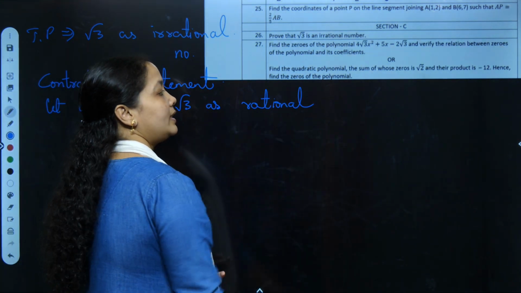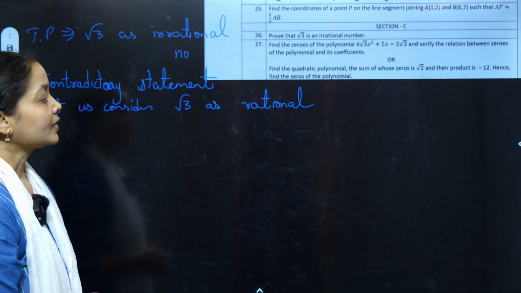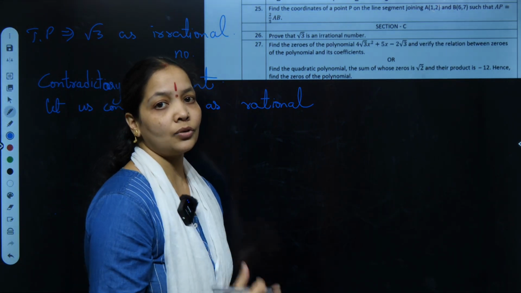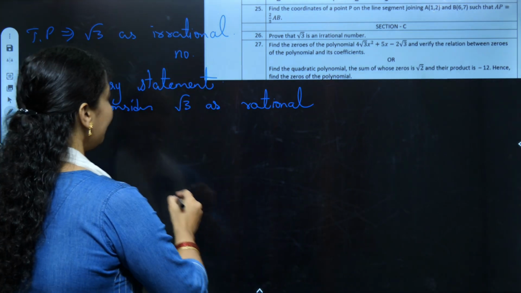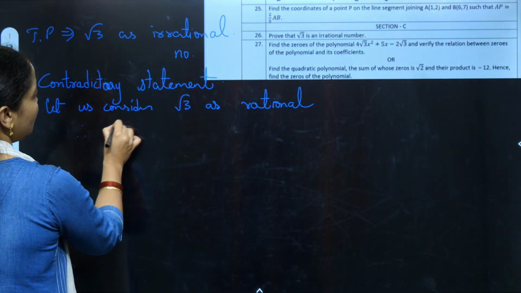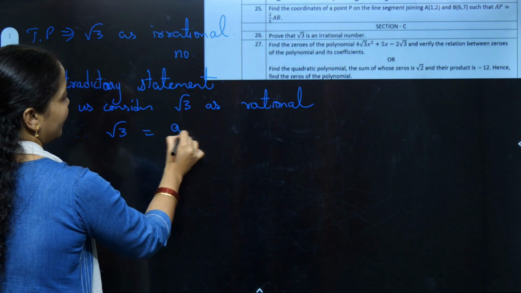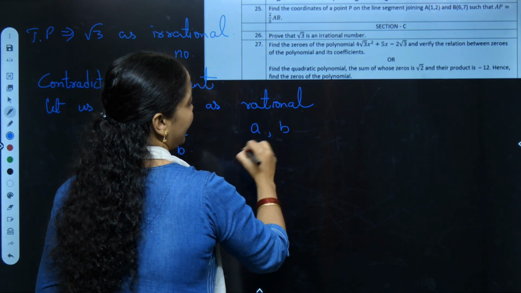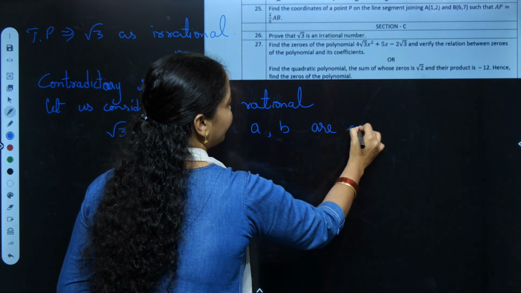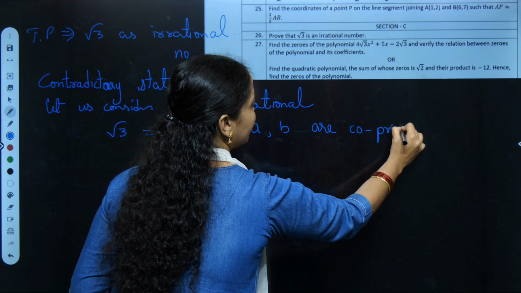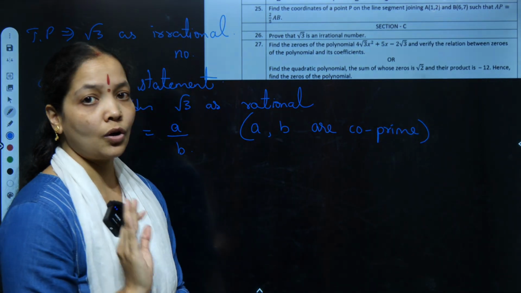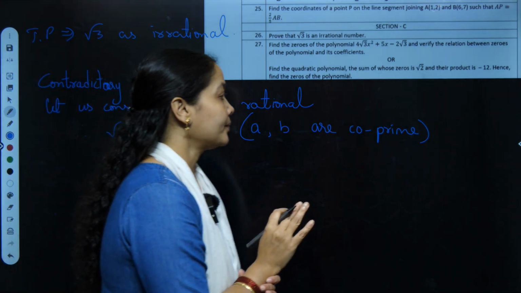We all know that if root 3 is rational, then it has to be written in the format of p by q or a by b. So I am writing, therefore, root 3 is equal to a by b, where I will consider a and b are co-prime. This is the most important highlight. a and b should always be co-prime. What is meant by co-prime?